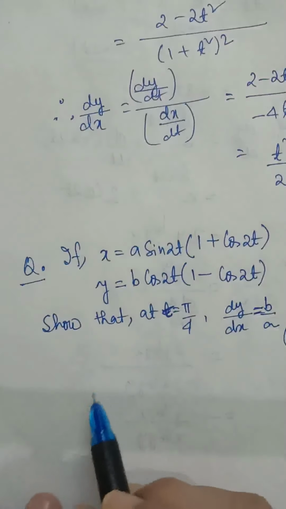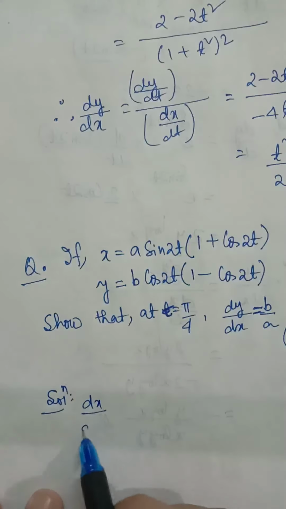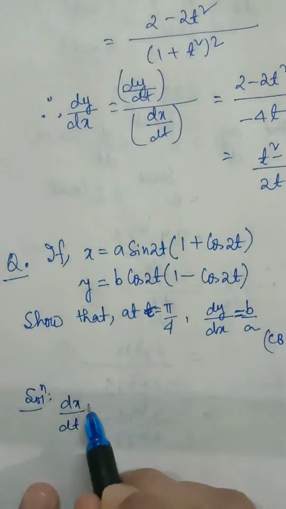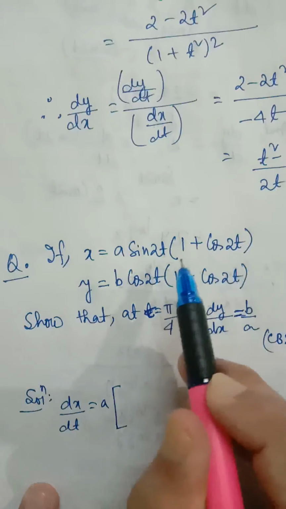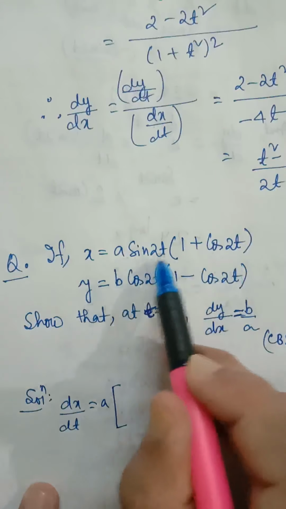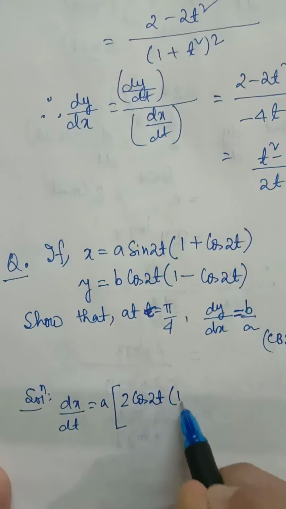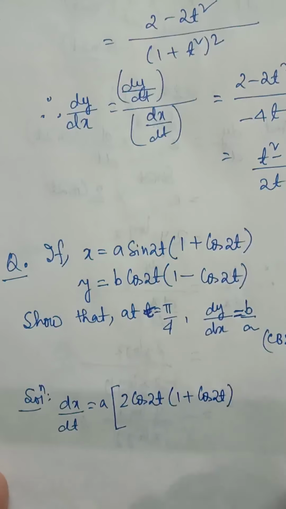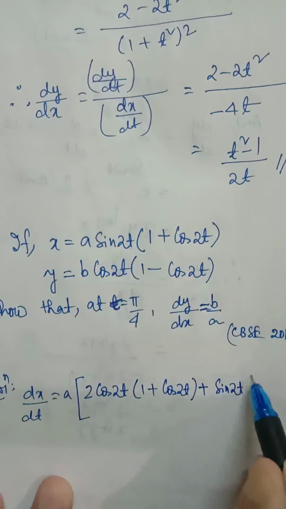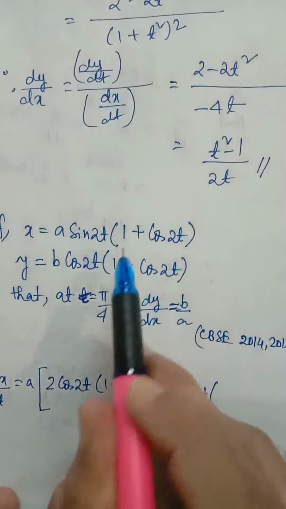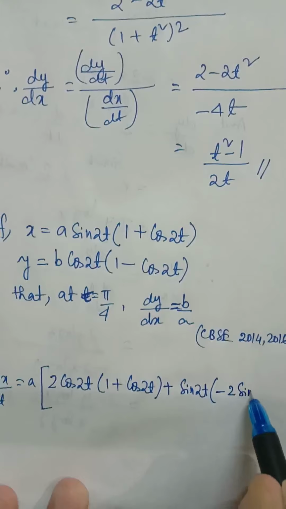So first of all, let me find dx by dt. dx by dt equal to, here a is constant, I will write it this way, a into sin 2t into 1 plus cos 2t. We will apply the product rule. Derivative of sin 2t is 2 cos 2t into 1 plus cos 2t unchanged, plus sin 2t unchanged into derivative of 1 plus cos 2t. Derivative of 1 is 0. Derivative of cos 2t is minus of 2 sin 2t.